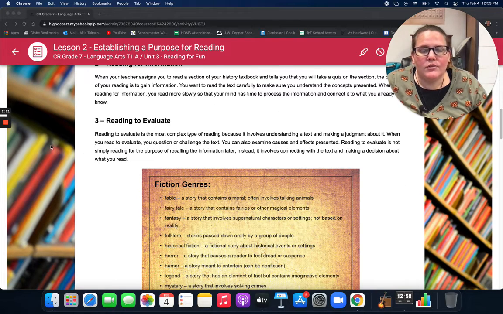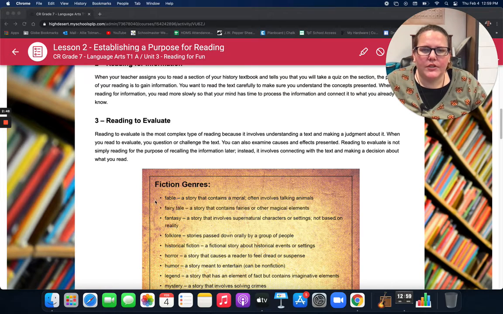And then we have reading to evaluate. Reading to evaluate is the most complex type of reading because it involves understanding a text and making a judgment about it. When you read to evaluate, you question or challenge the text. You can also examine causes and effects presented. Reading to evaluate is not simply reading for the purpose of recalling information later. Instead, it involves connecting with the text and making a decision about what you read.